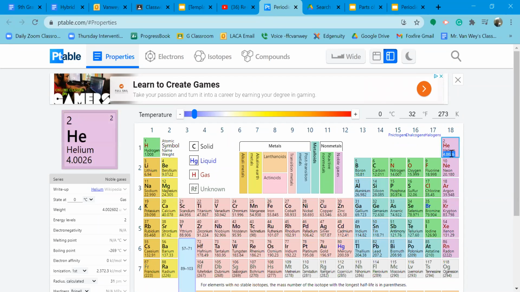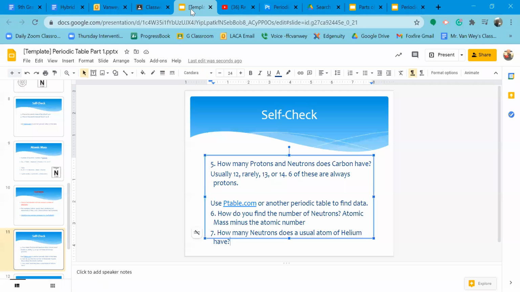Okay. So for helium, it has a mass of 4. 2 of those are protons. So 2 of those are neutrons. Mass 4 minus 2 protons equals 2 neutrons.